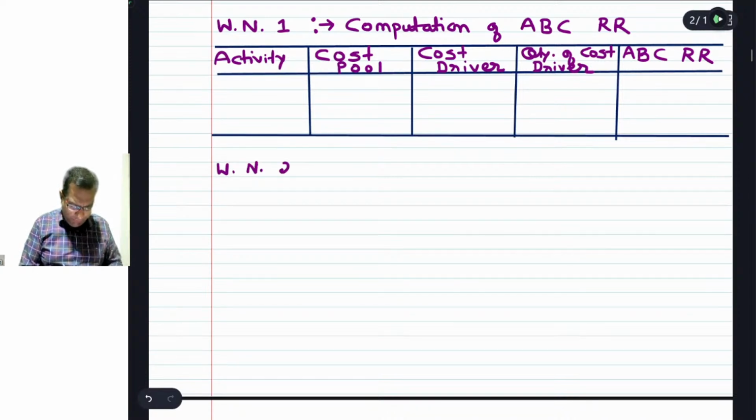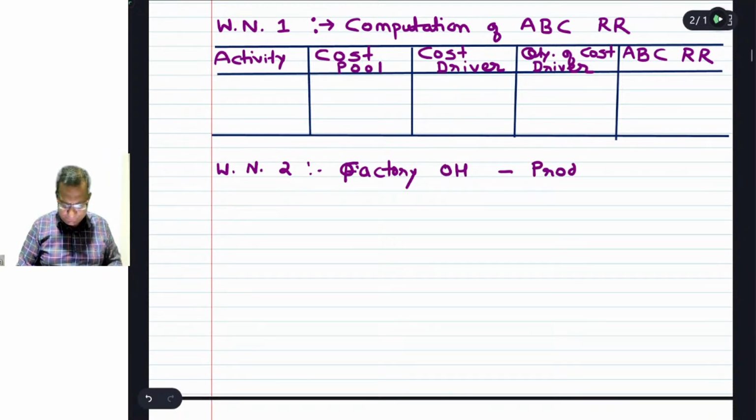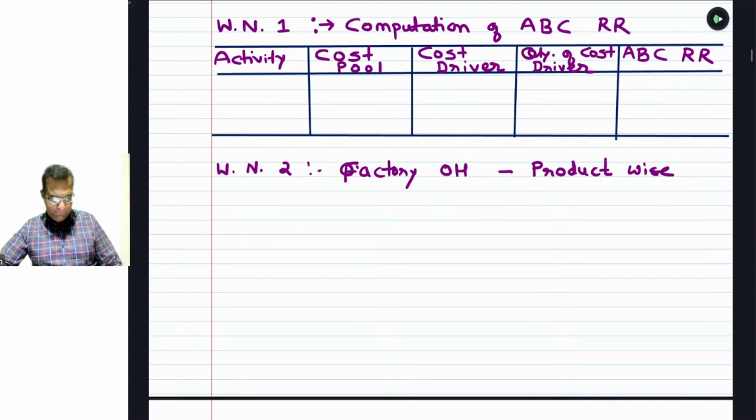Working note number 2, factory overhead product wise. Write down the meaning of it, beta. I will communicate in both languages, English as well as Hindi. First of all, write down in Hindi, beta. What is the meaning of this working note 2, and then I will communicate the same in English.